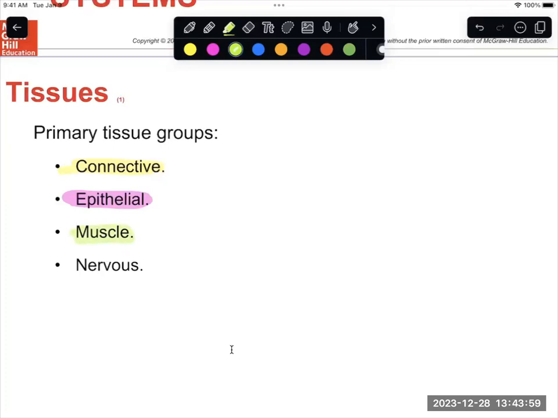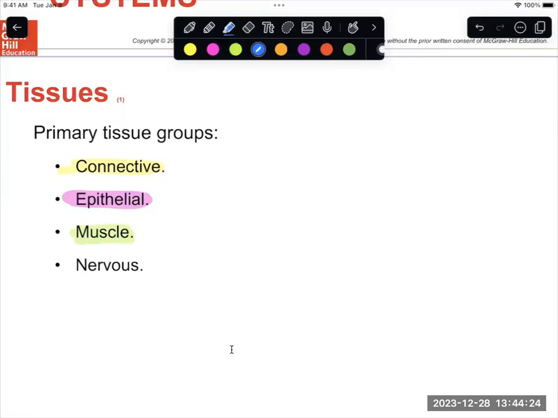We have skeletal muscle that is attached to bone. That's what allows you to move your arms, your legs, and your trunk. Smooth muscle found in internal organs. This is what helps move food through your digestive system. And then we have cardiac muscle. This is found in the heart.